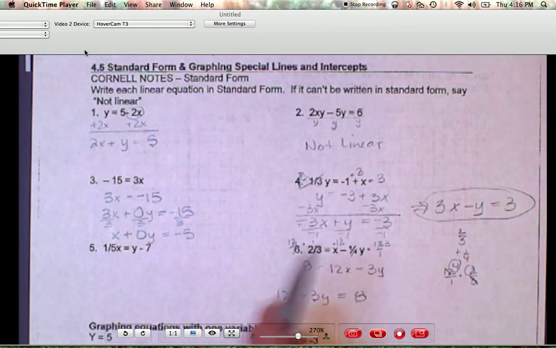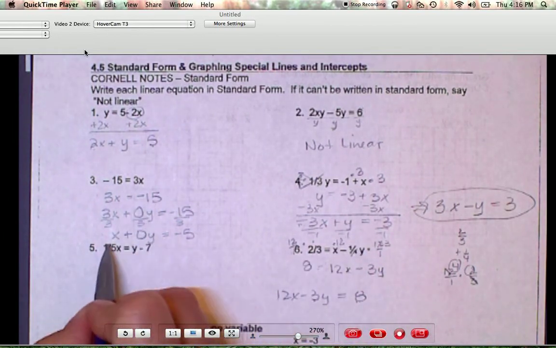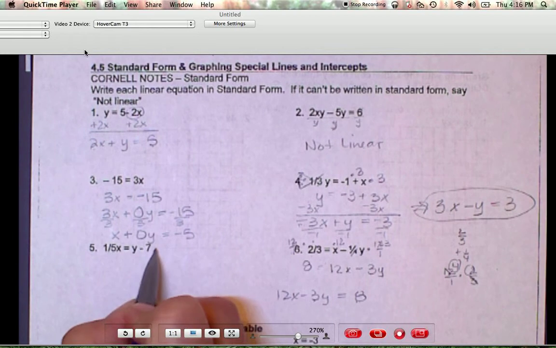How about number 5? Very similar to number 4. We want to get rid of that fraction first. So we multiply everything by 5.